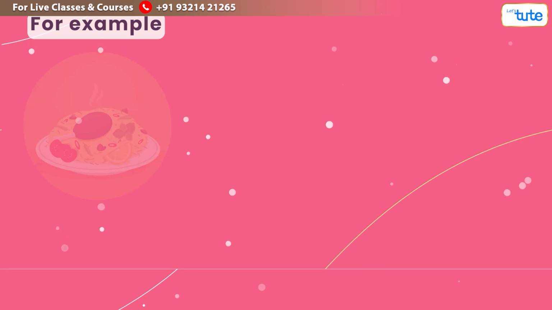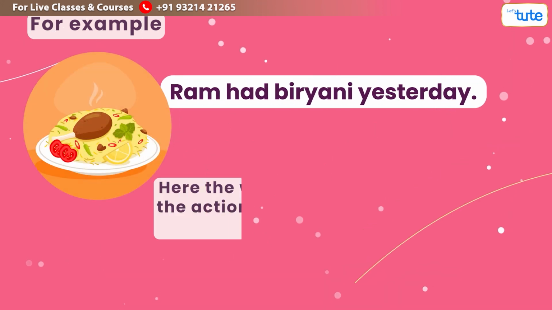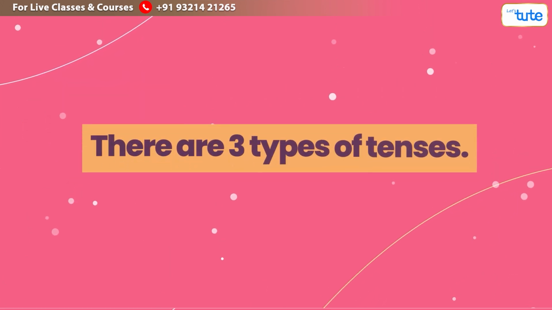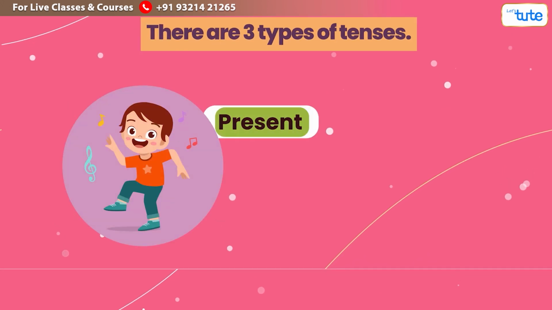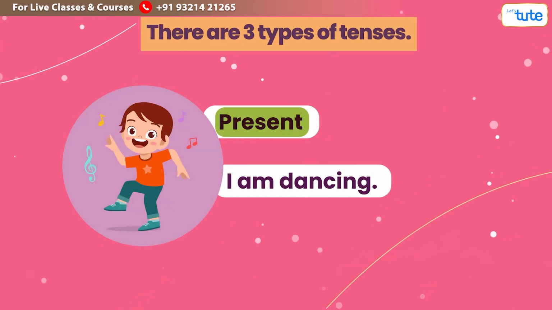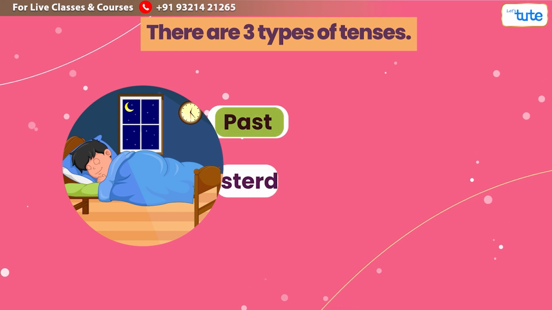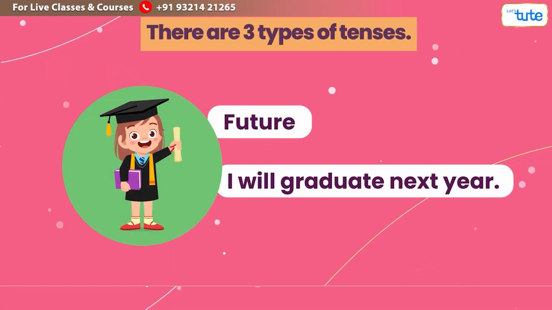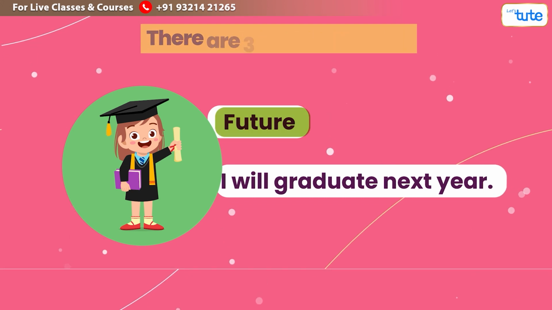For example, Ram had biryani yesterday. Here the word yesterday tells us that the action has already happened in the past. There are three types of tenses. Present, for example, I am dancing. Past, I slept early yesterday. Future, I will graduate next year.